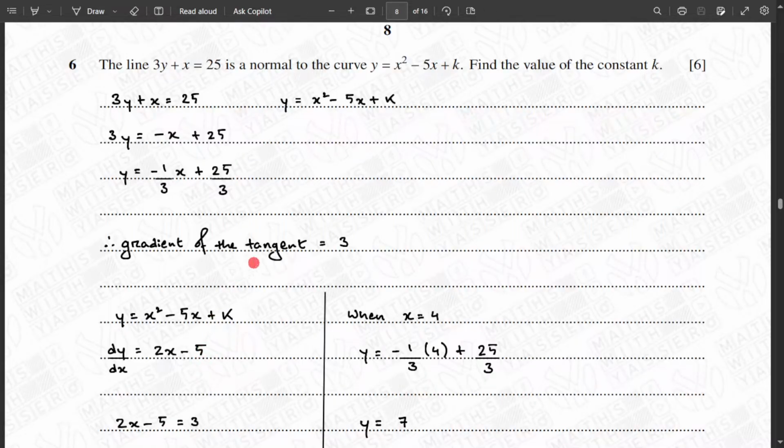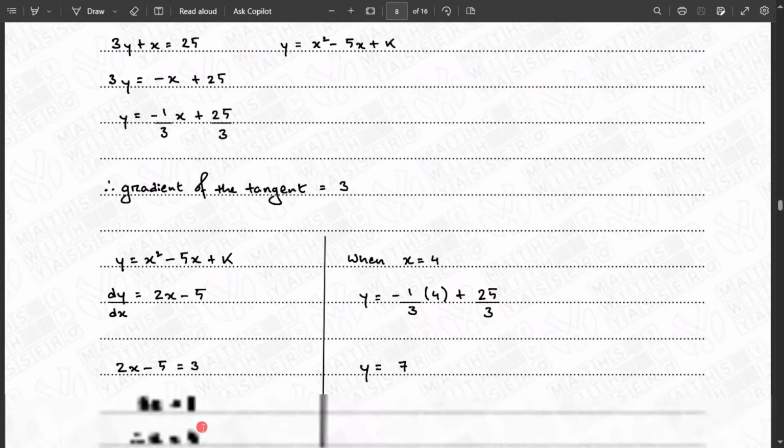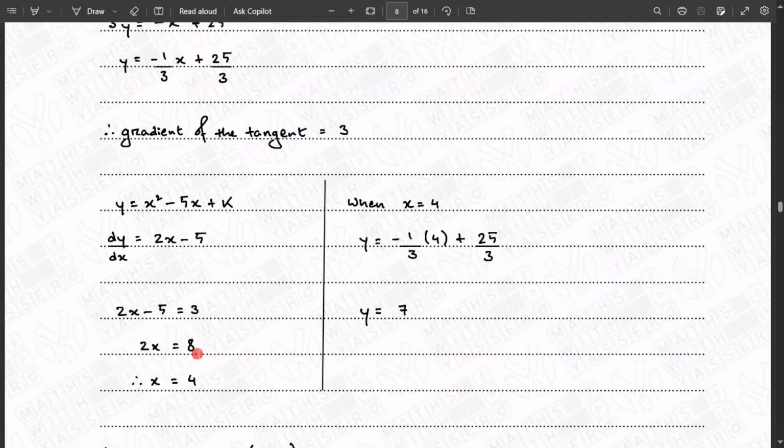So since the gradient of the tangent is 3, let's figure out that when the gradient is 3, what will be the x coordinate? So that means 2x minus 5 is equal to 3. Therefore 2x is equal to 8, so x is equal to 4. That means when x is equal to 4, the gradient of the tangent is 3.